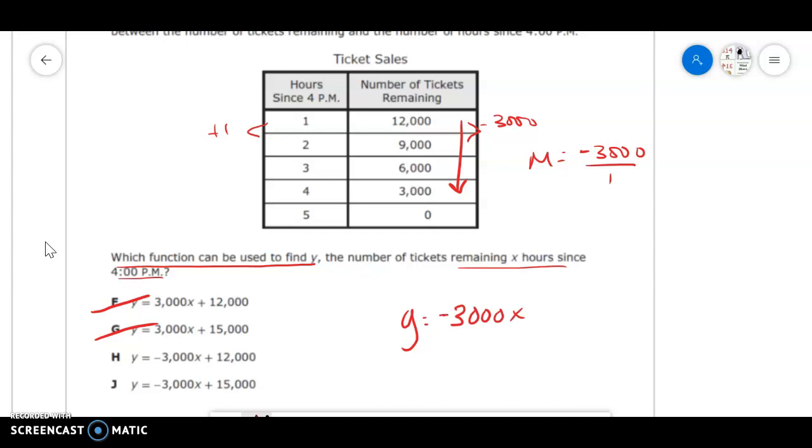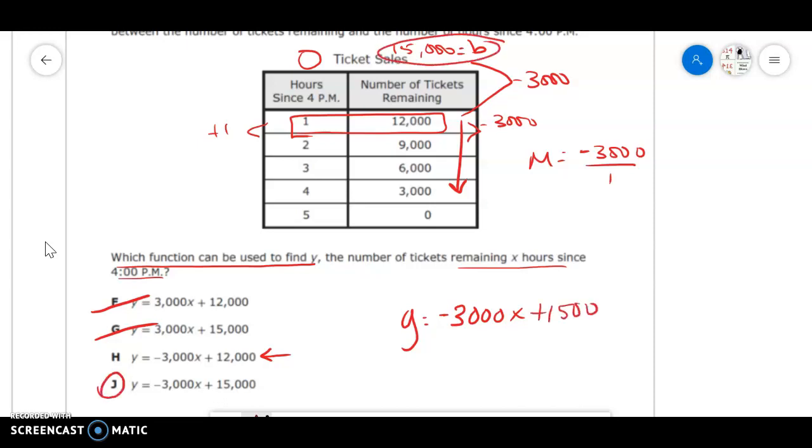Now, some of you did put H. Well, but this is not our b. This is not our y-intercept because remember our y-intercept is where x is 0. So I needed to go back another 3,100. And this is in fact my b value. So plus 1,500, which was J.